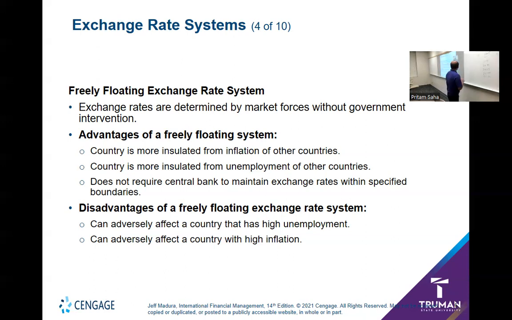Do you see any other problem? Why uncertainty? I already told you, right? MNC will have uncertainty, right? Other than this, other than MNC will face those volatility. Do you see any other problem?